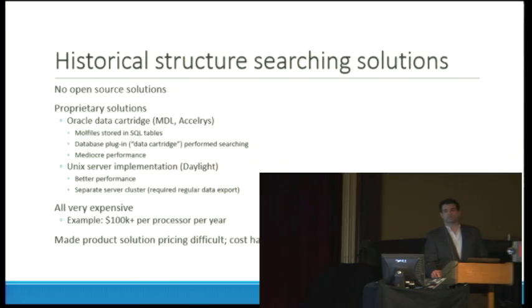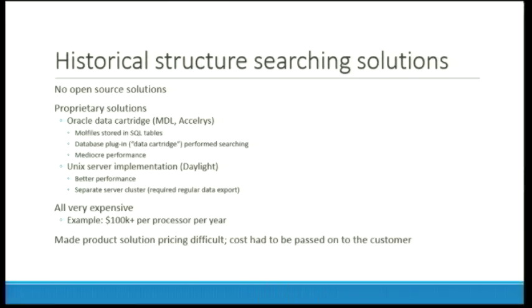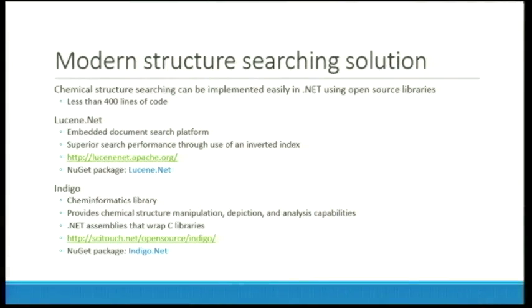There were also some Unix server implementations, which provided better performance, but everything was separated in a Unix cluster. So there were solutions available, and they all had one thing in common. They were ridiculously expensive. We're talking more than $100K per processor per year. If you needed that functionality, you had to pay for it, and then you had to pass that cost onto your customer. And so it made selling your solutions that leveraged that technology very difficult. The good news is that times have changed. Now you can implement a structure searching solution in .NET thanks to open source libraries.